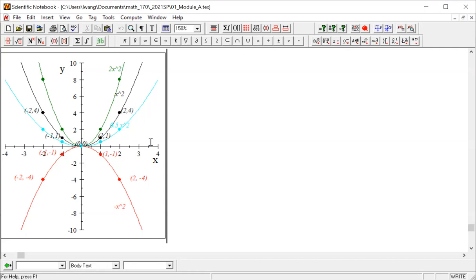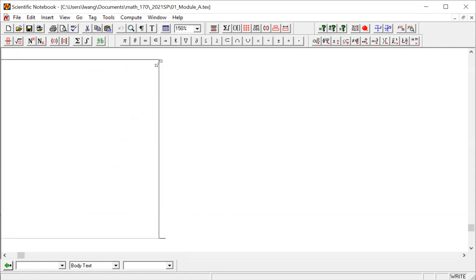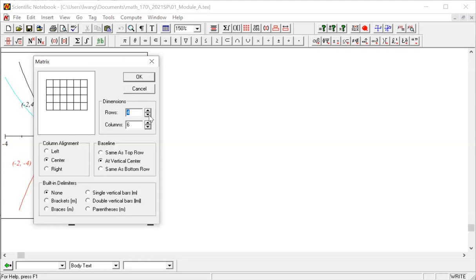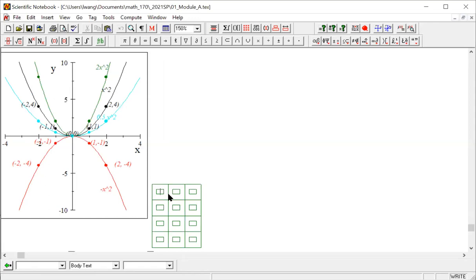From the picture, we can see that clearly. How about negative x squared? Well, for negative x squared, the domain is the same, but the range is different. So let's summarize their domain and range. I'm going to put a little table here. Four rows. Maybe just 3 columns.